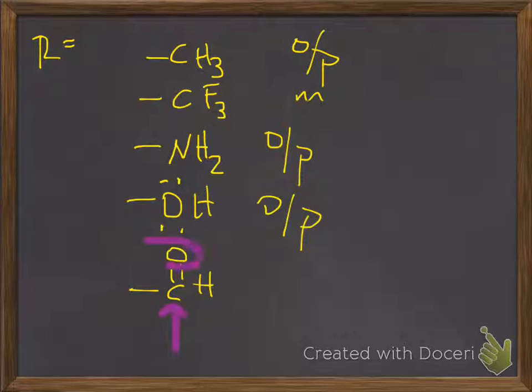And this oxygen here is 1 atom removed, and so it's already pulling the electron density towards the oxygen. So it makes that carbon electron deficient. And so this one is actually going to be an M.